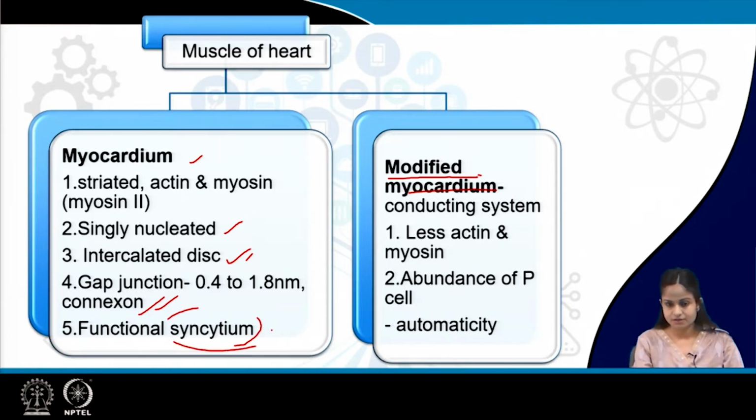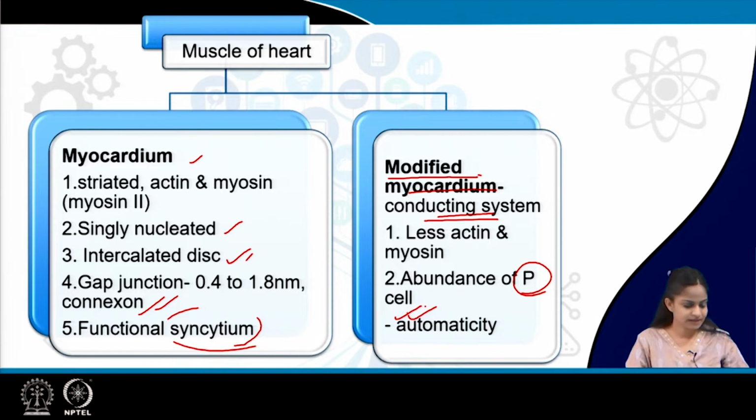Now, the modified myocardial system, which plays a very important role in conduction, has fewer actin and myosin filaments, because its main role is not contraction but conduction. It has an abundance of P cells or pacemaker cells, which are mainly responsible for generating their own rhythm, that means generating their own beat. This principle is known as automaticity. So, these are the two main differences between the myocardial cells.